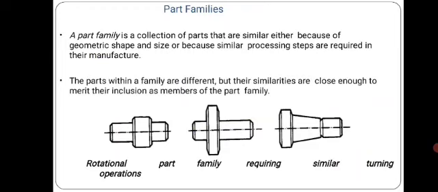Then part family. A part family is a collection of parts that are similar either because of geometrical shape and size or because similar processing steps are required in their manufacture. The parts within a family are different, but their similarities are close enough to merit their inclusion as members of the part family. You can see this figure. Rotational parts, all the parts require the same turning operations. So these parts are grouped based on the manufacturing attributes.